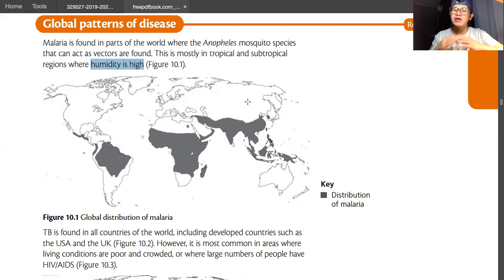So that's why the global pattern for malaria is only concentrated near the equatorial region. But in cold countries, there is no malaria. So it shows a pattern there. And the pattern is actually reflected in the modes of transmission. In this case, the mode of transmission is the mosquito vector.